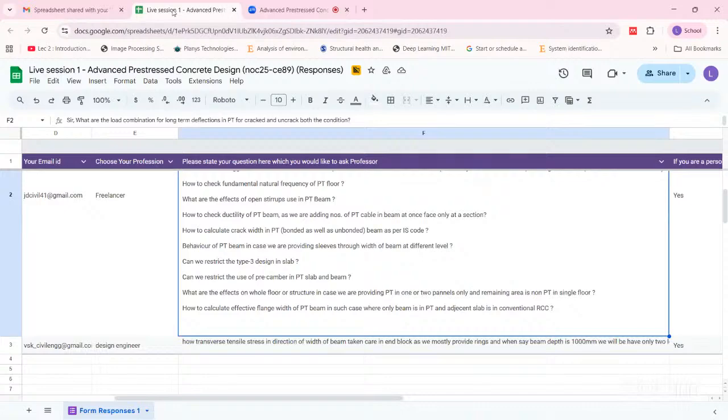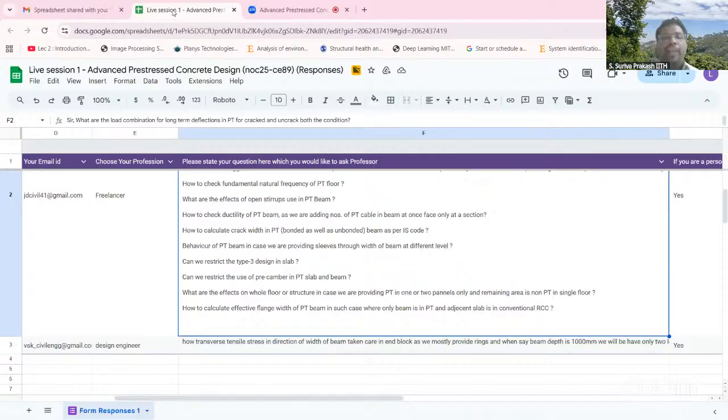Yeah, I totally agree. I think type 3 design should not be allowed in slabs. In some of the beams, maybe just to economize, you can go for type 3 design.